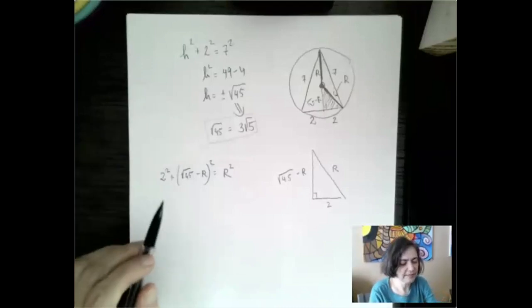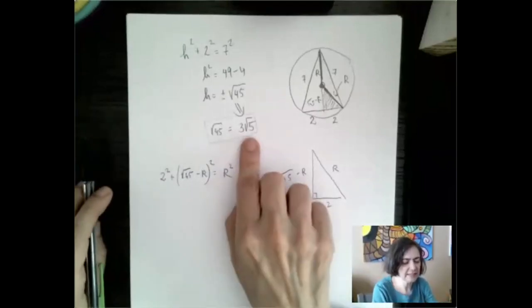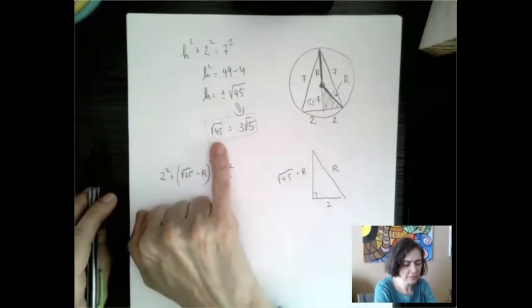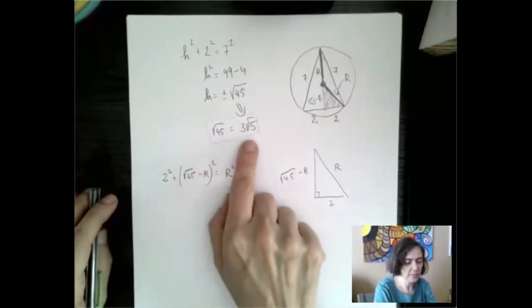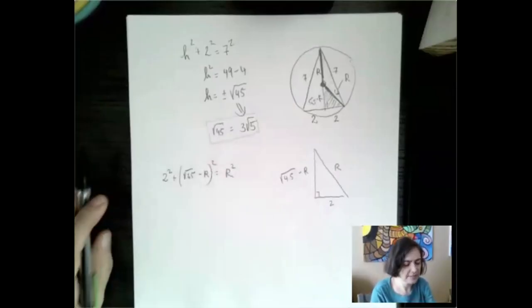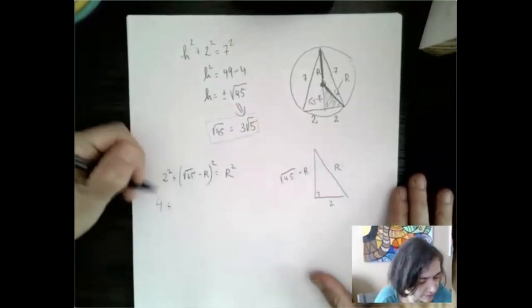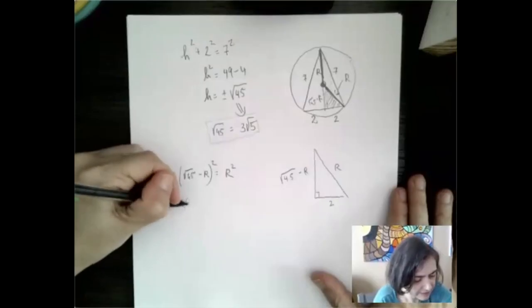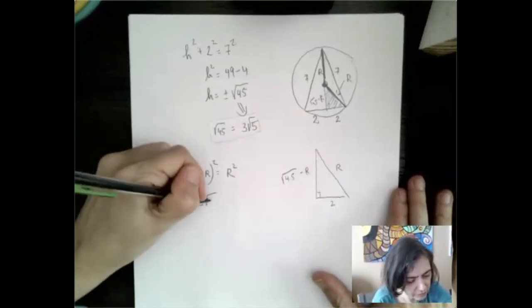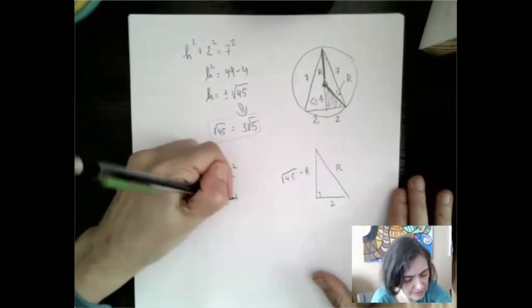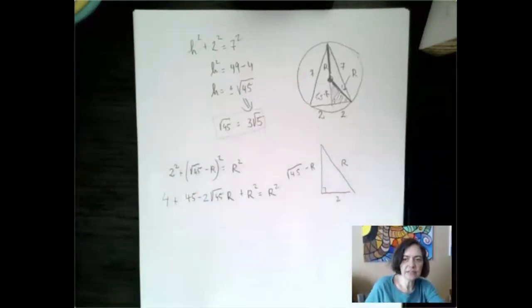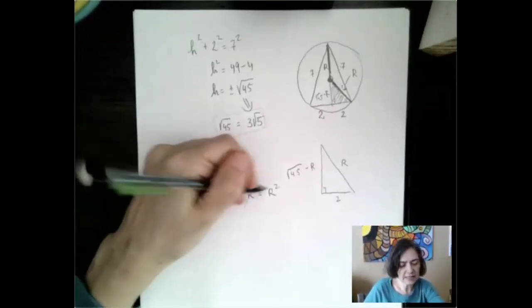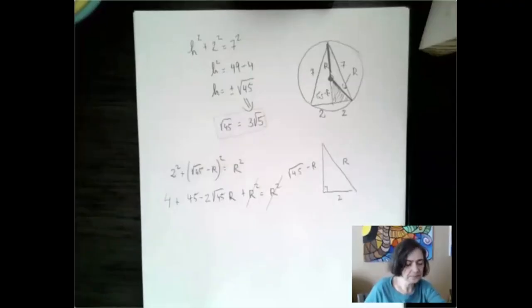Now, I don't know about you, but if I have to square this or this, I actually prefer this form. So because there is a complete square here, we're going to have to square this number. I use the original form, not the simplified one. So we have 4 plus 45 minus 2 square root of 45 times R plus R squared equals R squared. And not only is this an equation in just one variable R, but if you notice, it's linear in it. So there's going to be one unique answer.